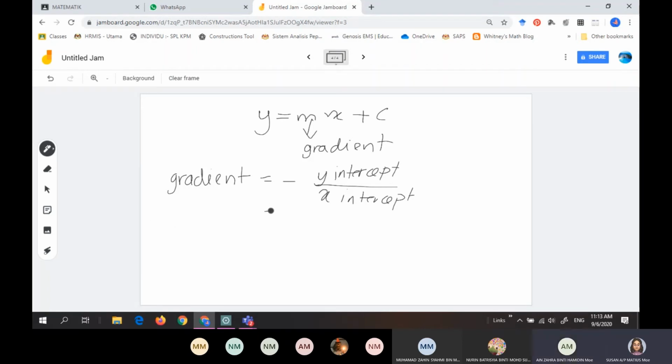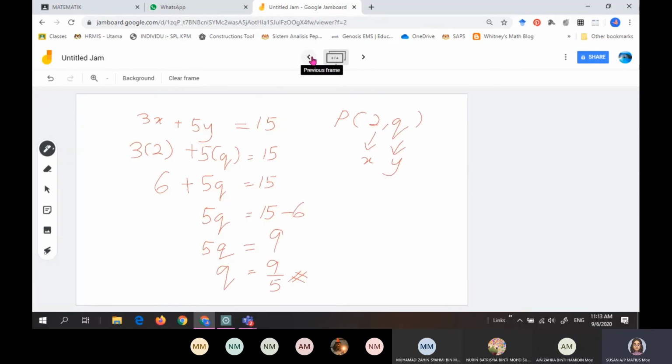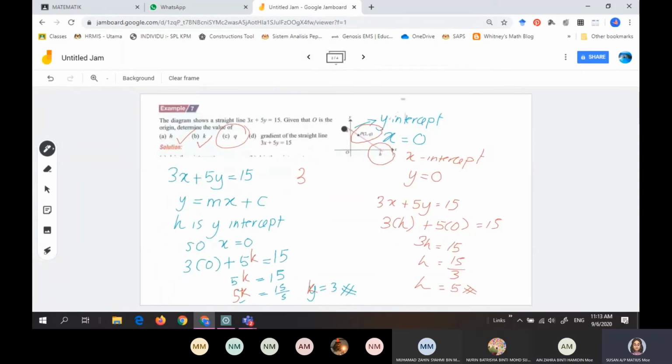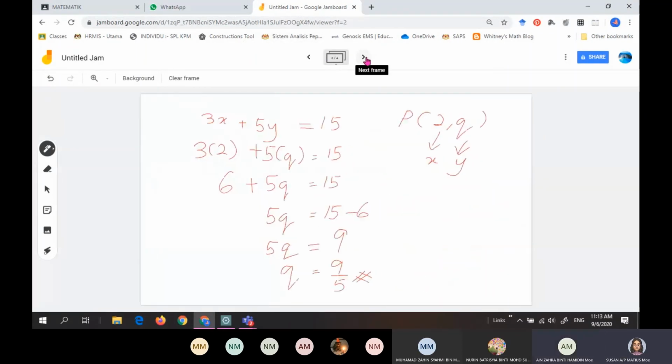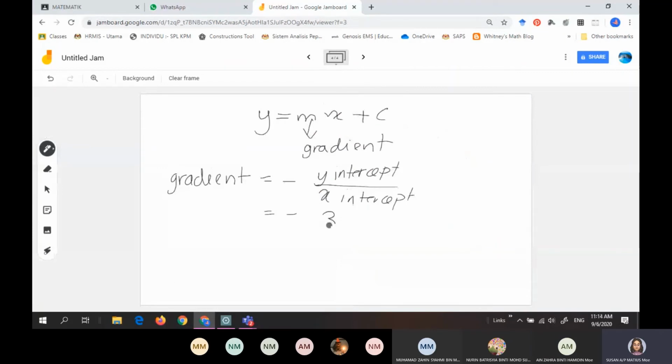So what is the y-intercept? You already have your answers here. k is the y-intercept, h is the x-intercept. So k is equivalent to 3 and h is equivalent to 5. So this is your answer, negative 3 over 5. Okay guys, so this will be for practice 9.1c. Do you understand so far, guys? Are you all okay?